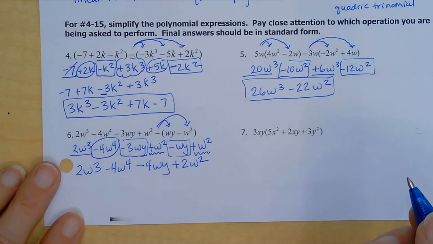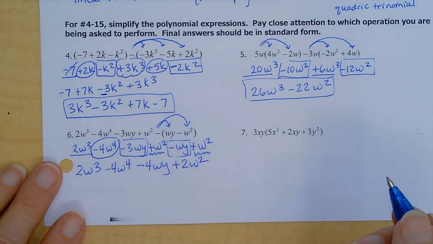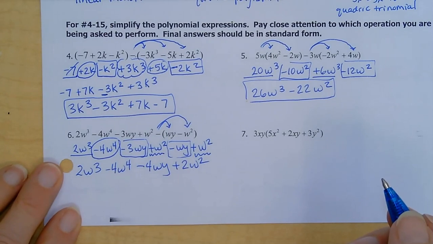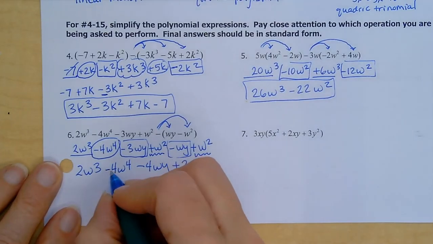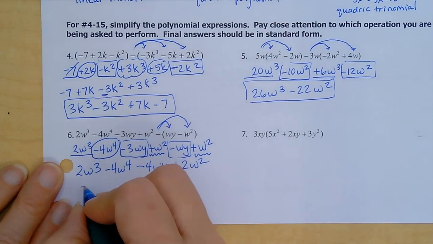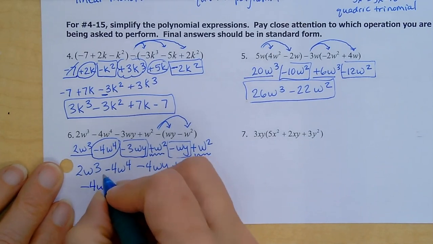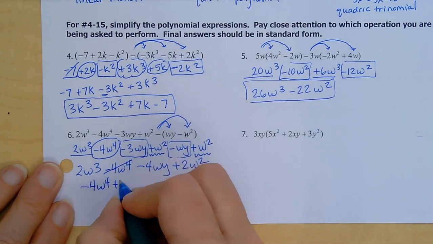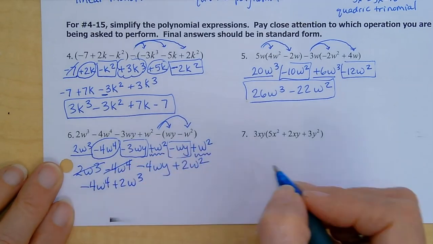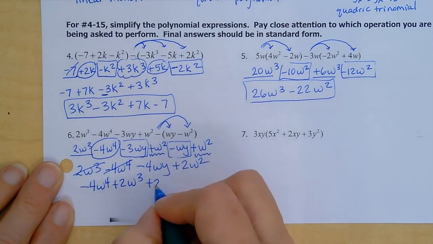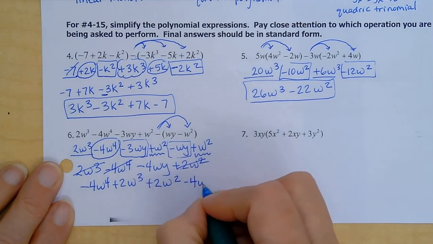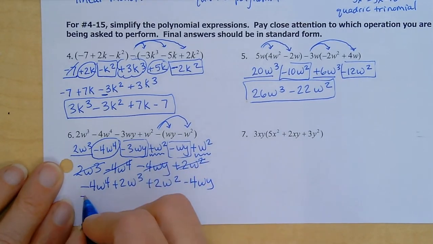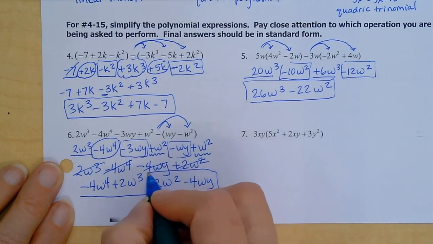Okay, if I want to put this in order, I want to think about those variables. I want the alphabetically first one. So w is before y, and so I'm going to choose w first and then descending order with my w's. So I'm going to say negative 4w to the fourth, that's taken care of, plus 2w to the third, that guy's done, plus 2w squared, I took care of that, and then minus 4wy. Care of that. So that should be my final answer in standard form.